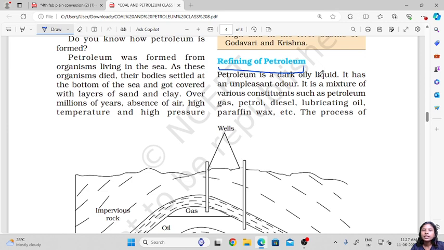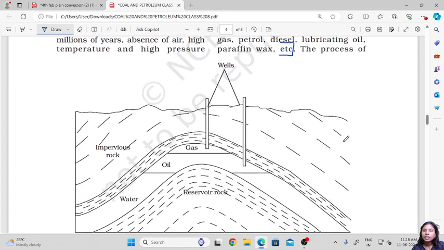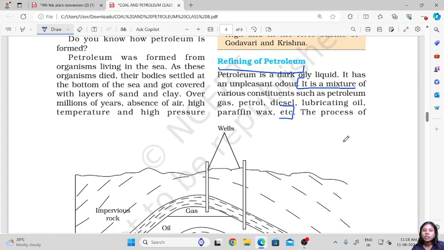So petroleum is a dark oily liquid. It has an unpleasant odor. It is a mixture of various constituents such as petroleum gas, petrol, diesel, lubricating oil, paraffin wax, etc. So now you see that petroleum is a mixture of all of these things. Whatever constituents we need is what we refine them into.